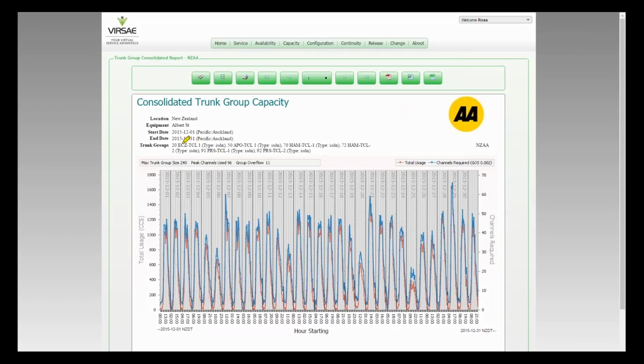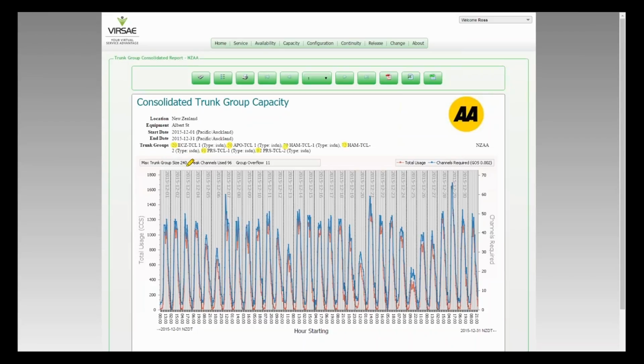Up the top here we can see all of the trunk groups that we've combined. So there was trunk group 20, trunk group 50, trunk group 70, 72, 91, and 92. So they've all been combined, all the traffic that's running on those during December, and we're using that for our modelling. So using quite a high sample rate, we can see some interesting facts about that traffic.